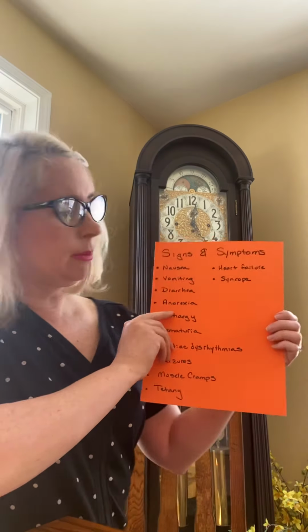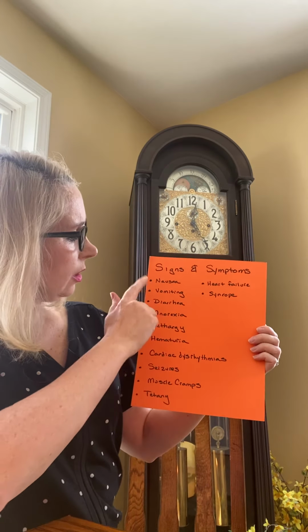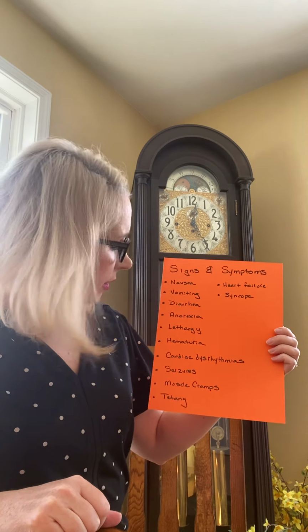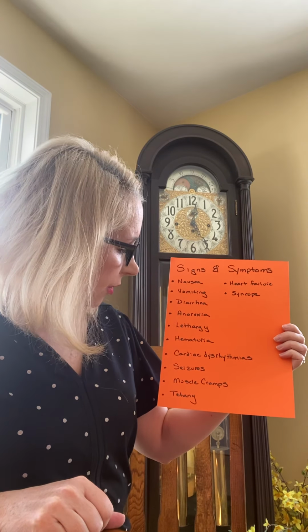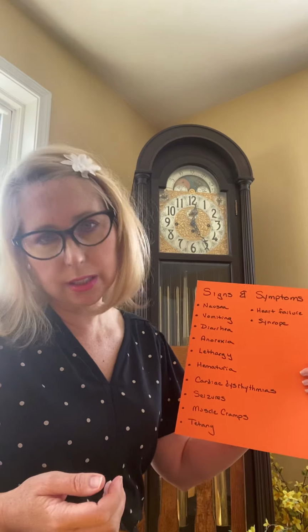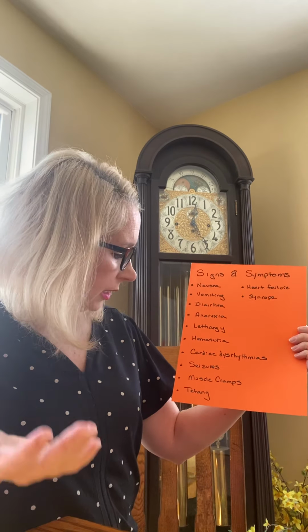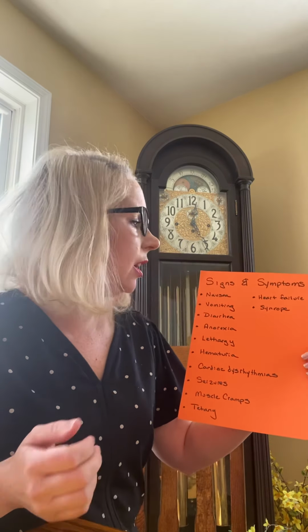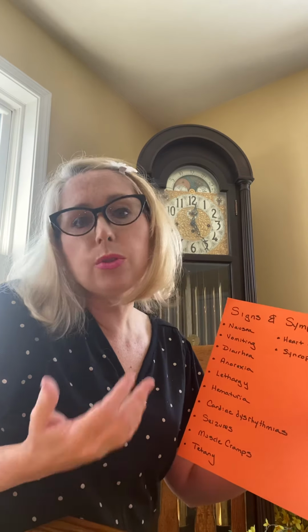All right. So I want to move on to the signs and symptoms. So what kind of things could you be seeing in your patient? So I made another little chart here. You could see nausea, vomiting, diarrhea, anorexia, lethargy, hematuria, cardiac dysfunctions, renal failure, seizures, muscle cramps, tetany, heart failure, or syncope. Those are things that you might see with your patient.